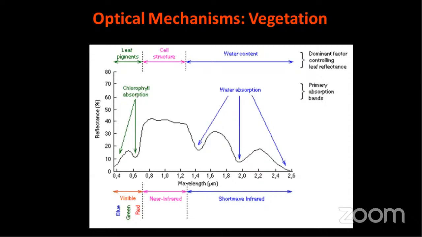So see this particular section that ranges from 0.4 to 0.7 micrometer. It is called the leaf pigment section. And when it is 0.7 to 1.3 micrometer, it is called the cell structure region. And 1.4 to 2.5, it is called the water content region.